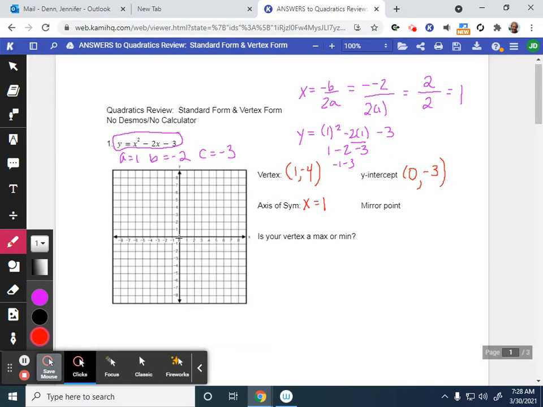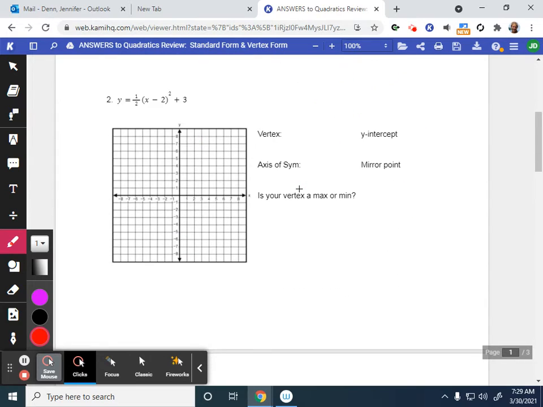And now I'm going to graph. So my vertex is at 1, negative 4. My axis of symmetry is right here at 1. We draw it so that it can help us see the mirror point. The y-intercept is at 0, negative 3. The mirror point is, hop over the axis of symmetry, so the mirror point is at 2, negative 3. And I can go ahead and draw the parabola. Is the vertex a max or a min? We've got a min.